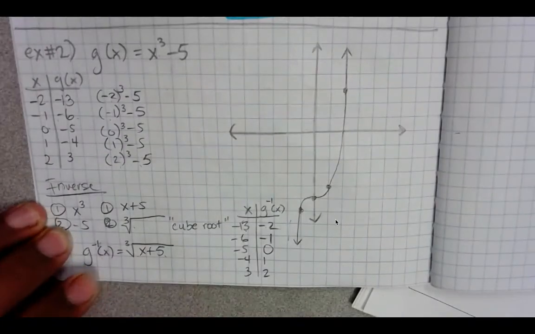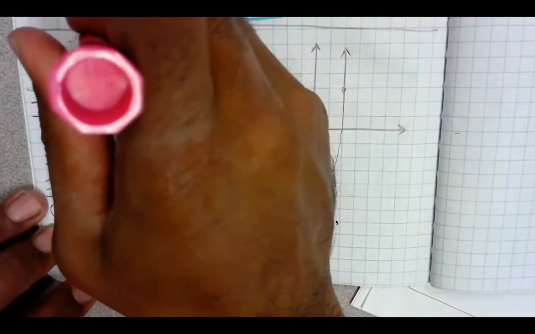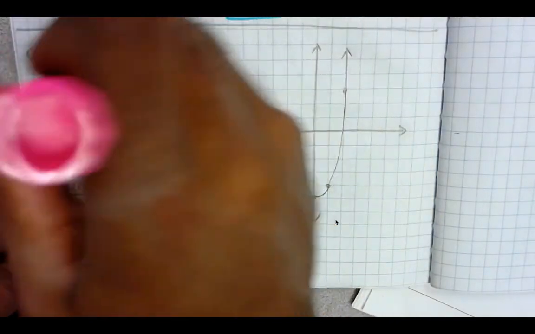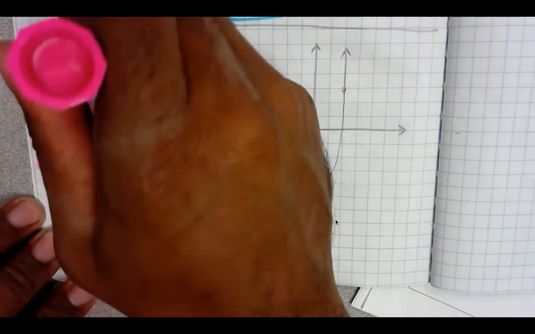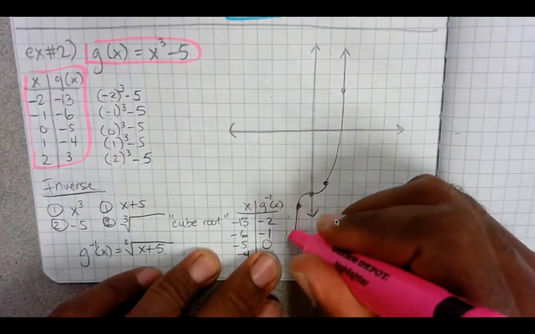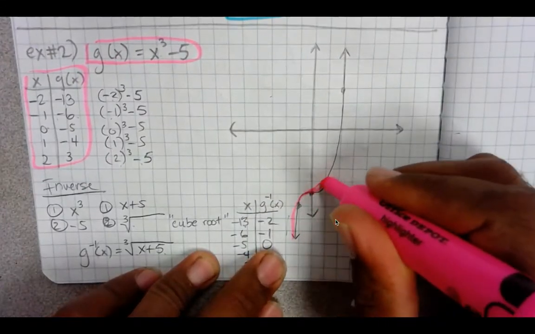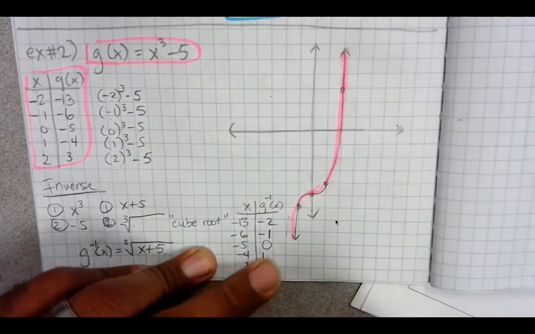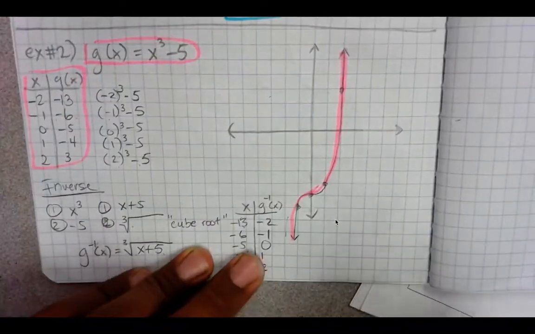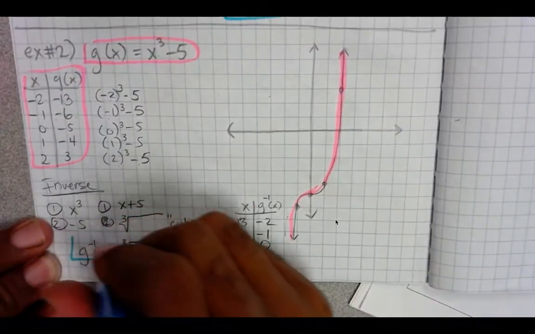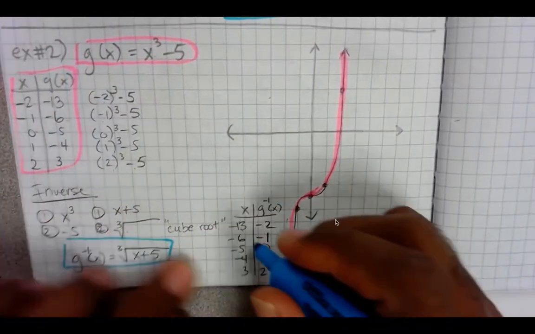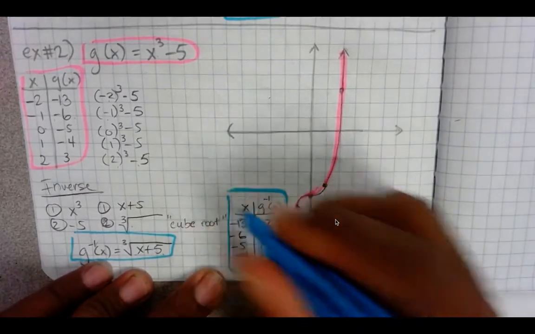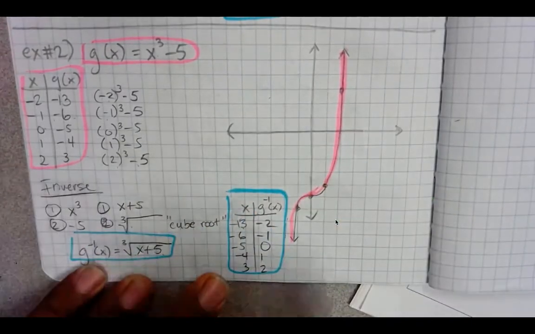Okay, so take this moment. I'm going to highlight everything just so we can keep it all separated here. All right, that's the first function, or the original. All right, then we have over here the g of -1 of x table, and now we're going to graph that.